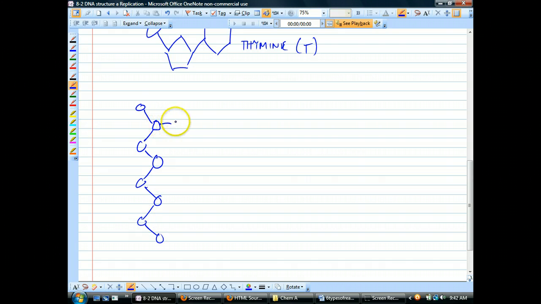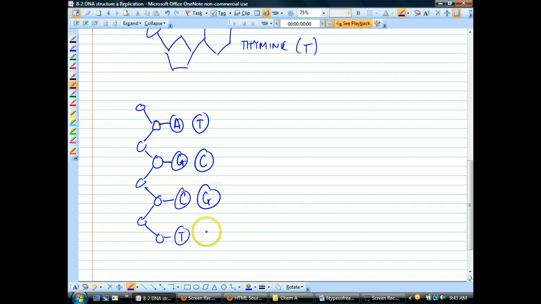Okay? If this is adenine, guanine, cytosine, and thymine. See, that's a simplified version right there. You follow me? Simplified version, I don't have all the same shapes. It turns out that adenine attracts thymine, and guanine attracts cytosine. So what happens is that we get another strand matching up with this one.